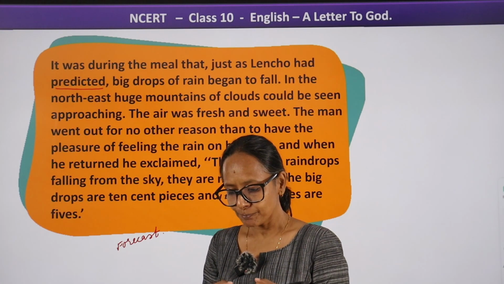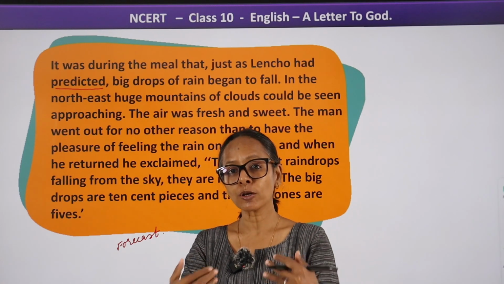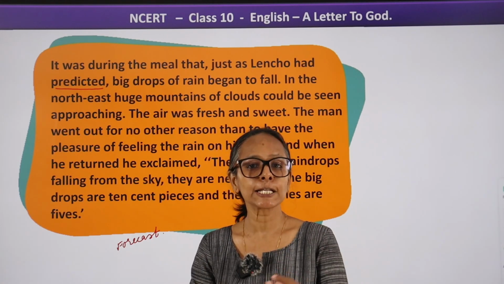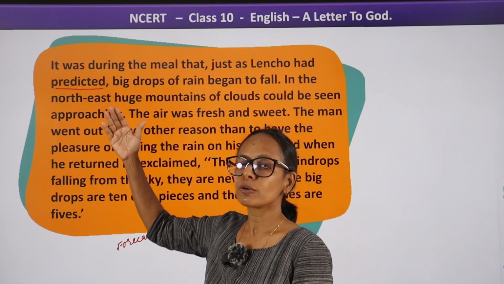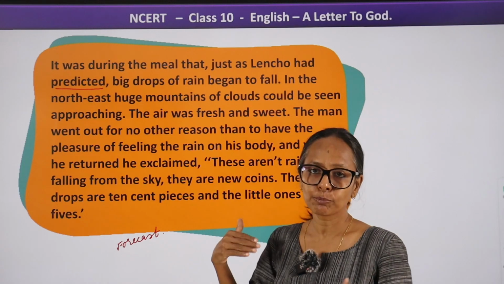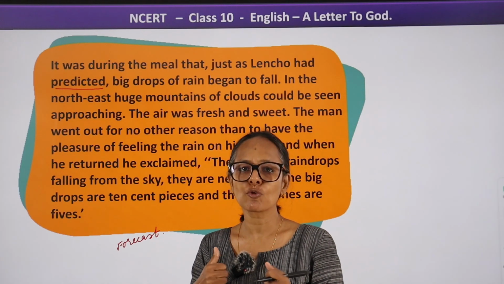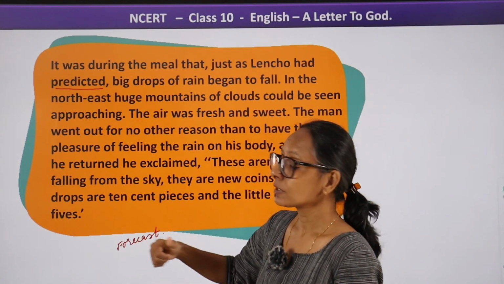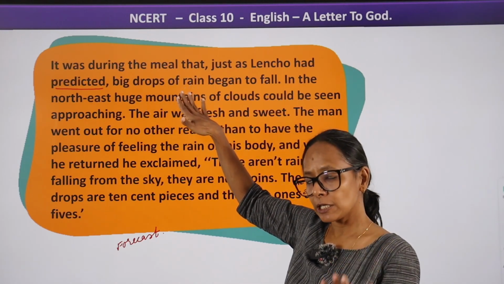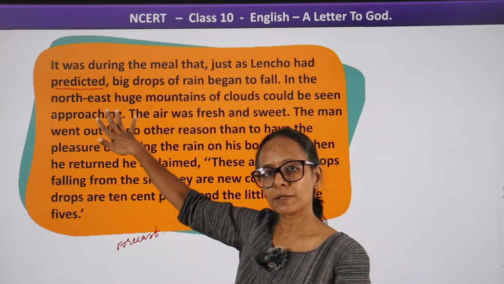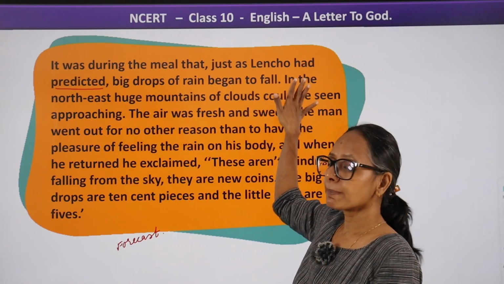Say for an example, I can use this in a sentence like this. I predict that all of you are going to score excellently well in your English exam. That is my prediction. So that is how Lencho predicted that there would be rain. We saw in the last paragraph that he is telling his wife that there is going to be good rain, like how he had said before. It was during the meal, so as they were eating, just as Lencho predicted, like how Lencho had told already, big drops of rain began to fall.